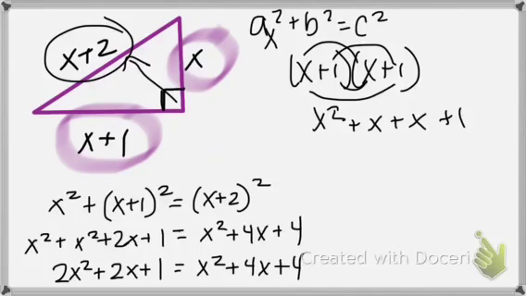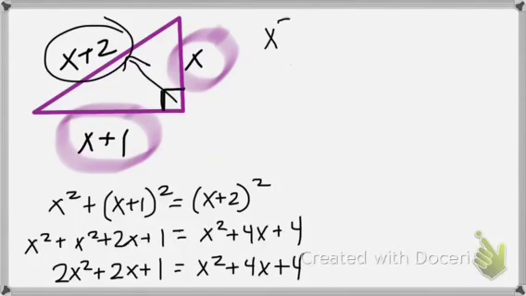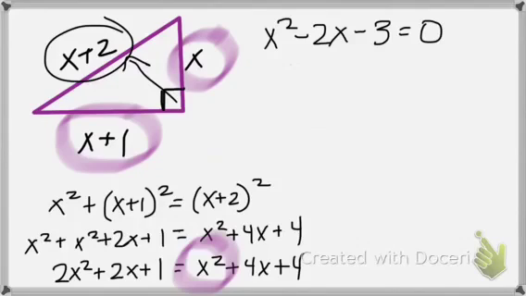Let's go back and erase this stuff so you can see it. So now I have x squared minus 2x minus 3 equals 0. How did we come up with that? I subtracted the 2x right here. I subtracted 2x or x squared from both sides. I subtracted 4x, and I subtracted 4.